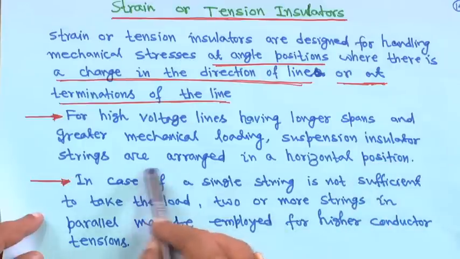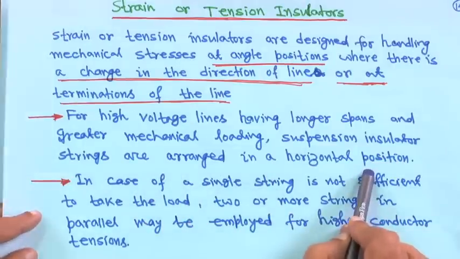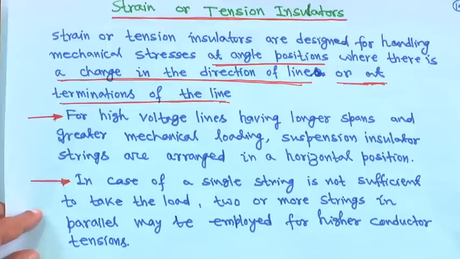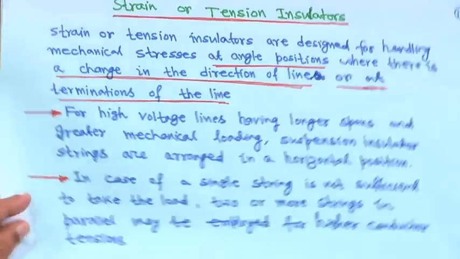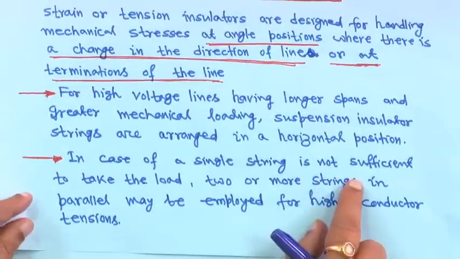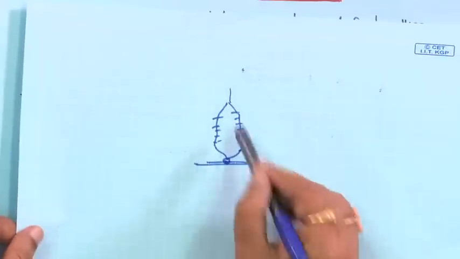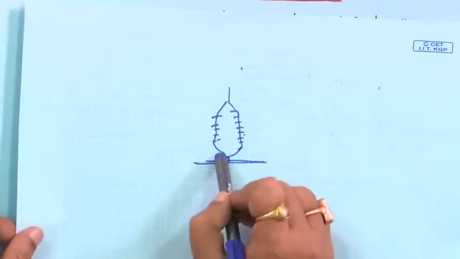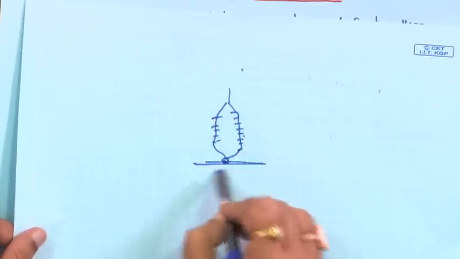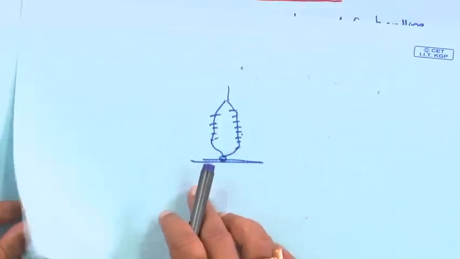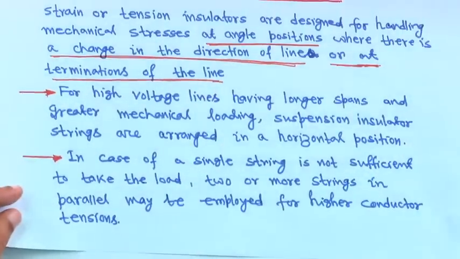So, suspension and neutral strings are arranged in a horizontal position, that is to keep them in tension, that is why it must be in horizontal position. And in case a single string is not sufficient to take the load, 2 or more strings in parallel may be employed for higher conductor tension, like this, 2 or more. You can observe it is connected like this, you can observe that they are in parallel, right.